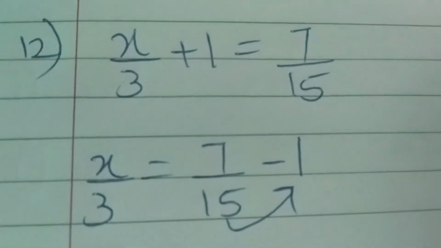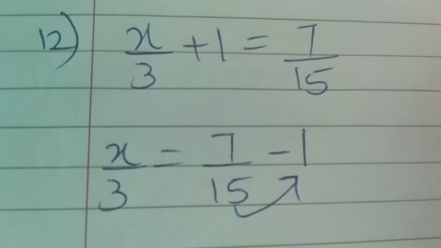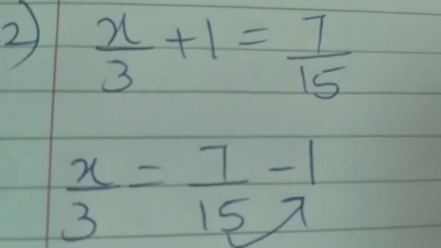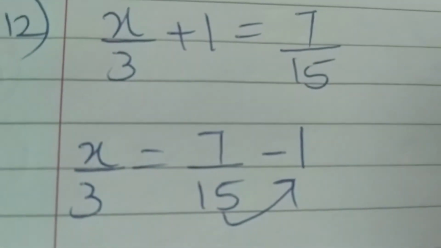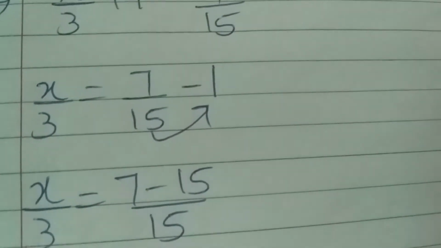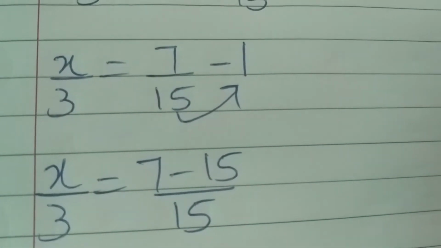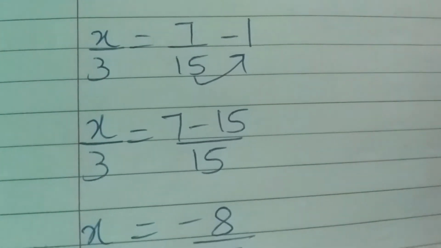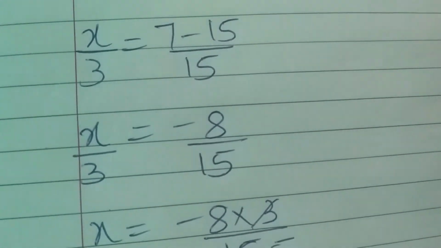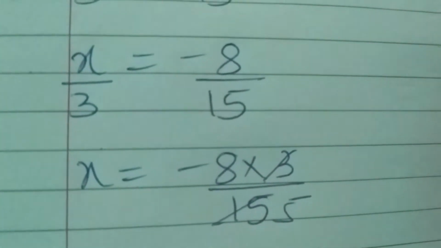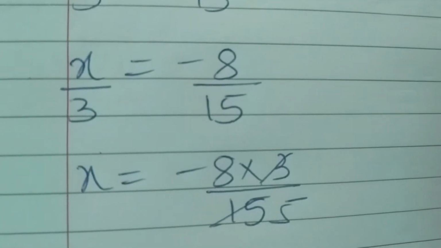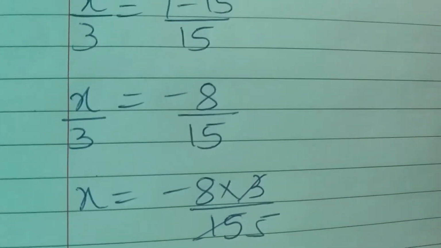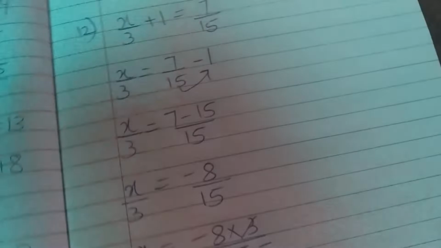x upon 3 plus 1 is equal to 7 upon 15. Now what I have done? Plus 1 I have taken on the right side, becomes negative, 7 upon 15 minus 1. Now cross multiply. 7 minus 15. 1 15s are 15 and the denominator is 15. x upon 3 is equal to 7 minus 15 upon 15. x upon 3 is equal to minus 8 upon 15. Now this 3 you will take it up. Minus 8 into 3. So you get 3 5s are 15. So x equal to minus 8 upon 5.